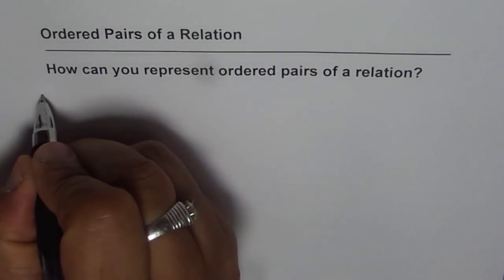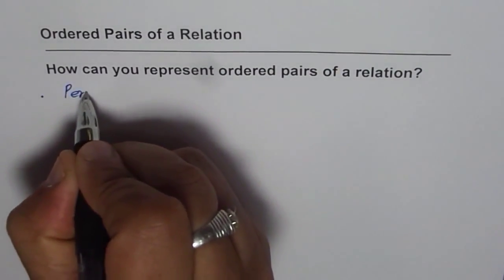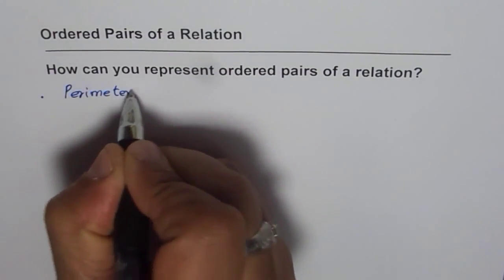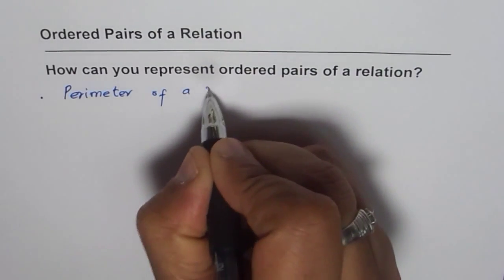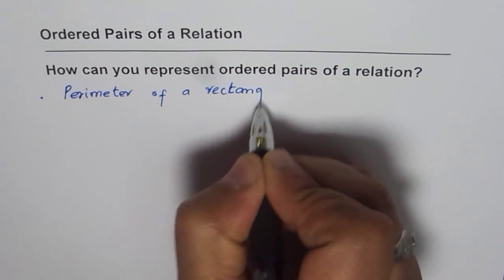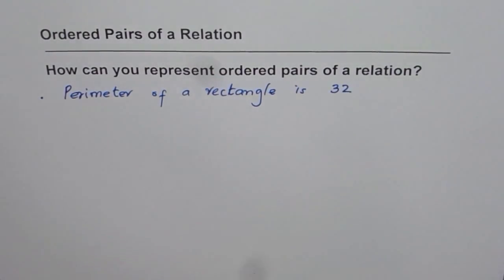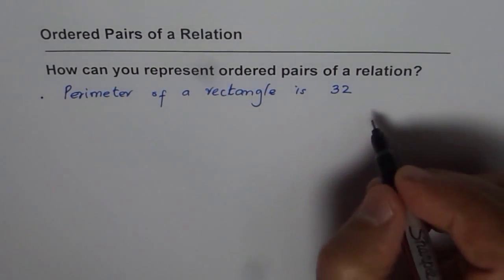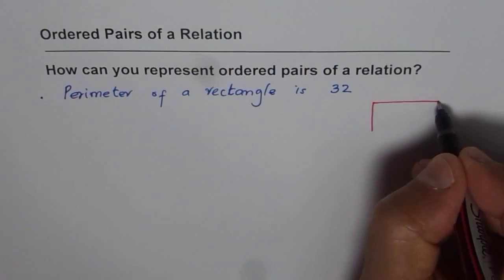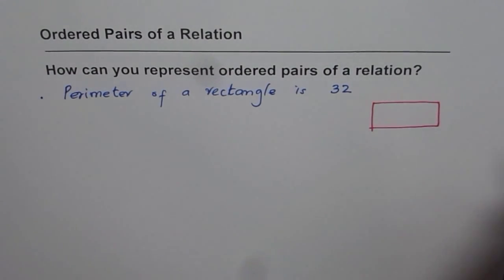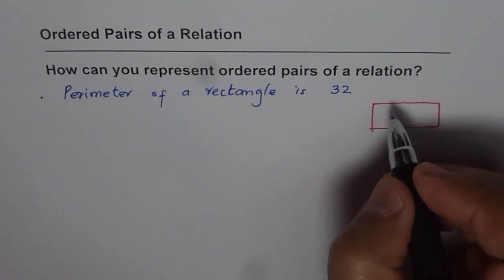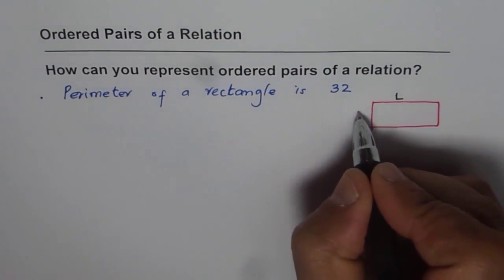Let us say our example is that the perimeter of a rectangle is, let us say, 32. Now what does it mean? It means that if we draw a rectangle, let's say here is a rectangle, then the rectangle will have two sets of equal sides. One we always call the length, the other one is the width. So let us say this is length and this is width.